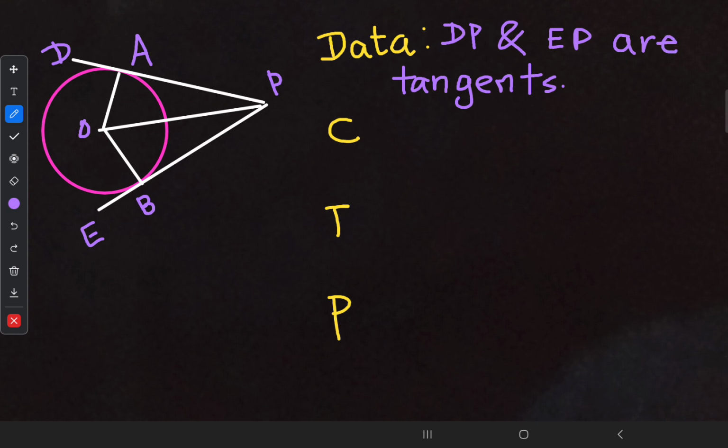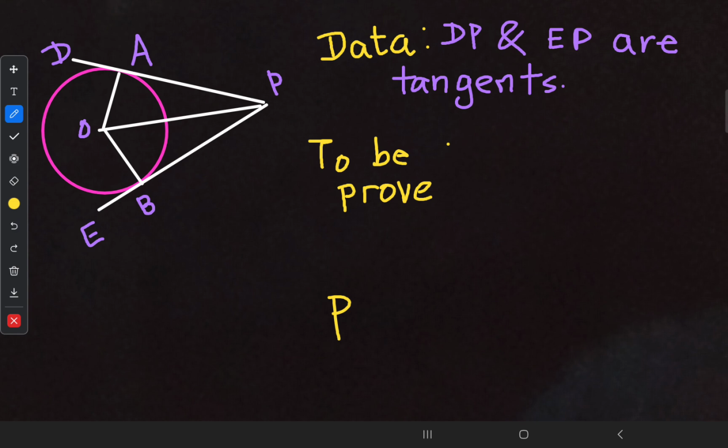For this one, no need to draw any construction. Let's omit that one. Third one is to be proved. To be proved means what is the thing we are going to prove? We are going to prove AP equals BP.